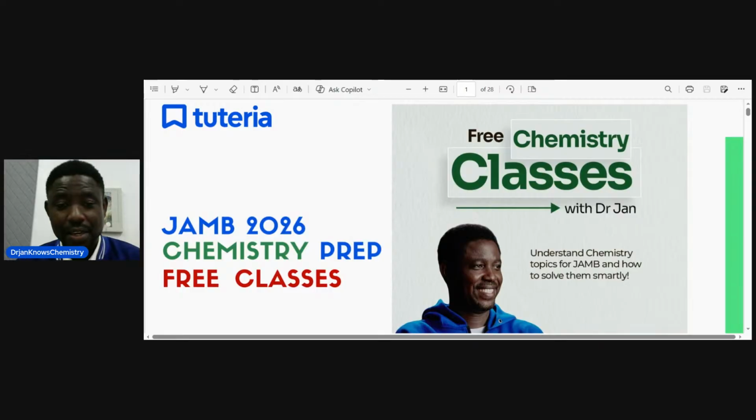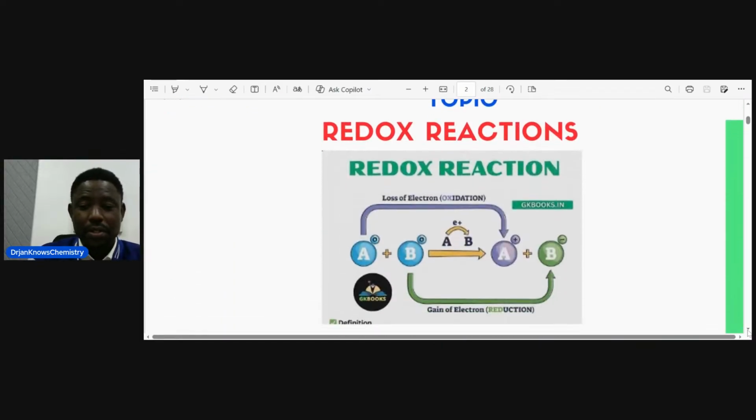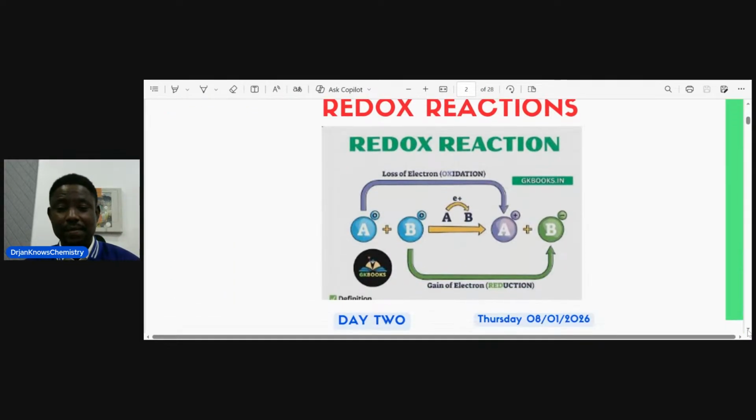So today, we'll be introducing you to another aspect of chemistry, which is usually where a question comes from every year, and that is redox equations. So we're talking about redox reactions. This is another aspect of chemistry in JAMB that is very, very important, and you just must know it. There is no year you open where you will not see questions on redox reactions.